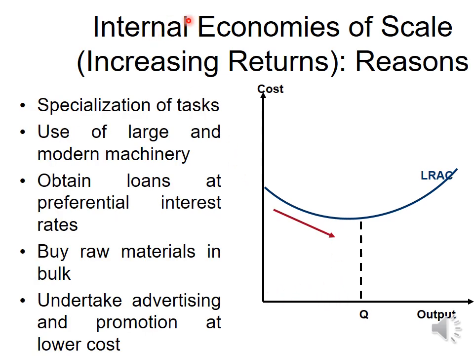That's because initially it enjoys something called economies of scale. This term is widely used and applied, so it's important that you understand. Economies means advantages, of scale. Scale means size. So the advantages of being a large company. What are some of these advantages? They can specialize tasks. Unlike small shops where one person must do many things, they can hire a specialized person, which is more effective. They can use large and modern machinery. They can obtain loans at low interest rates because they borrow a lot. They can buy raw materials in bulk, unlike small firms that buy a little, and buying in bulk means cheaper as well. So initially your cost will be falling because of all these advantages, or what we call economies of scale.